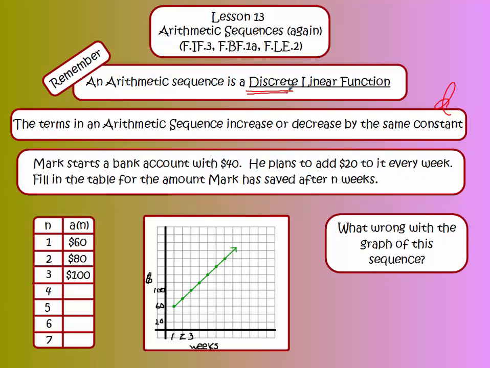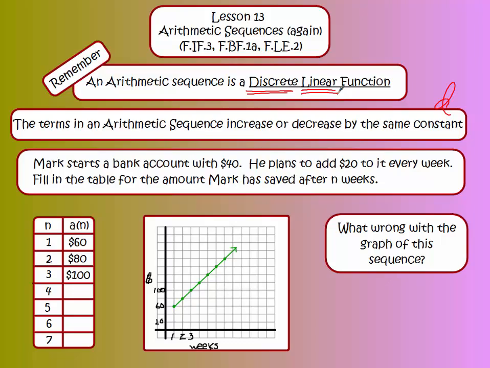Discrete is a series of points. We're not going to connect them. A linear function is exactly where you have a line and you have a function. So for every input, there is exactly one output.